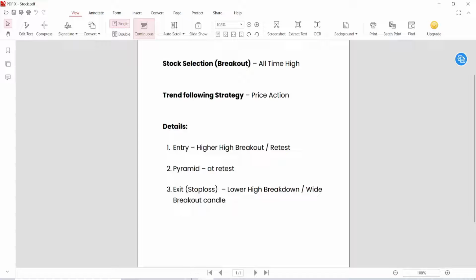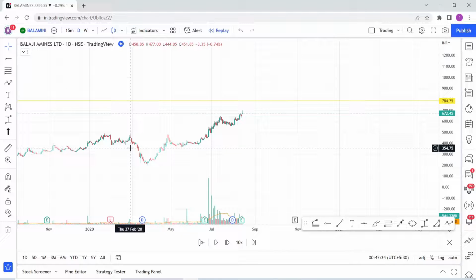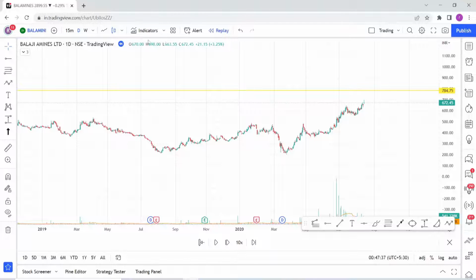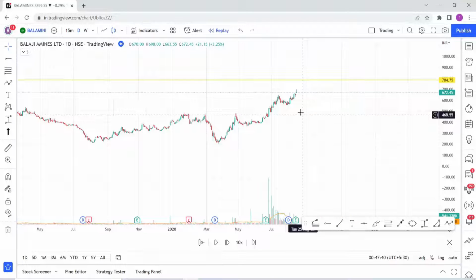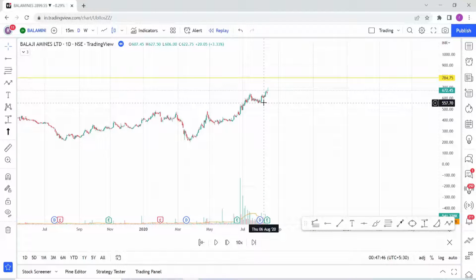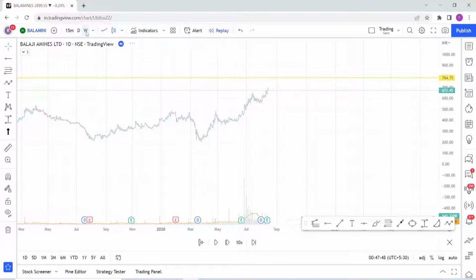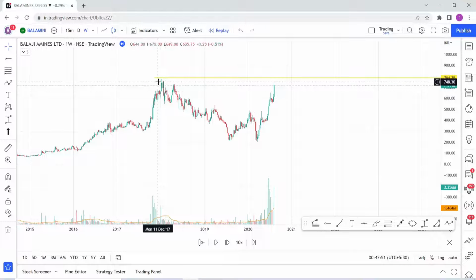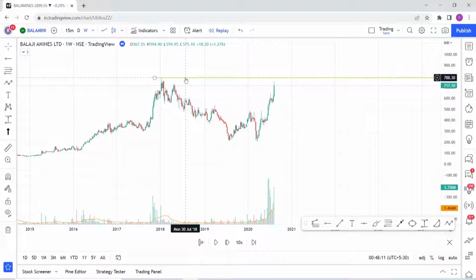So let's go to the chart. I have opened the Balaji Amines chart. If you see the structure, our backtesting starts from the exact date of 13th August 2020. If I go to the weekly structure, you can see the last time it made a high was in January 2018. At that time the price was around 788.3, and that high is the resistance over there.